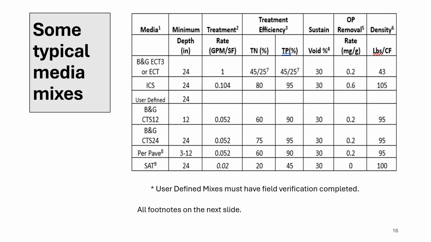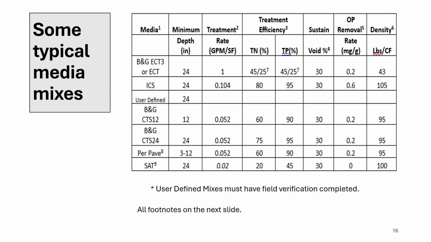These are some typical media mixes that have been validated through field measurements to confirm their pollutant removal claims. Each mix listed here has an associated treatment rate that already incorporates a safety factor of 2. So there is a built-in margin of reliability in the design values. The depth of media shown represents the minimum required depth. You can always use greater depths, and doing so will extend the life expectancy of the media installation.